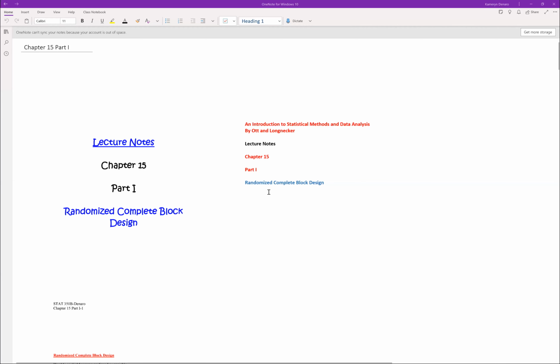Hello, everyone. We're working through An Introduction to Statistical Methods and Data Analysis by Ott and Longnecker. Chapter 15, Part 1: Randomized Complete Block Design.